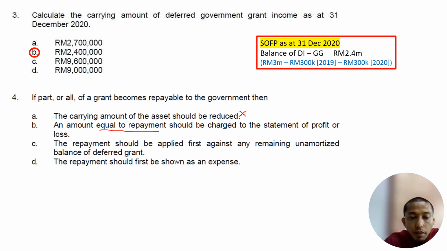The repayment should be applied first against the remaining unamortized balance of deferred income. This one is correct. So we need to write off first all of our deferred income. And the repayment should be first shown as expenses. No, the repayment is not all expenses. Part of it is covered by deferred income. The remaining is covered by expenses. All right. So that's all.